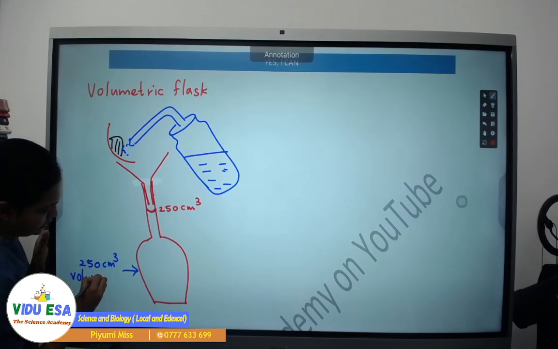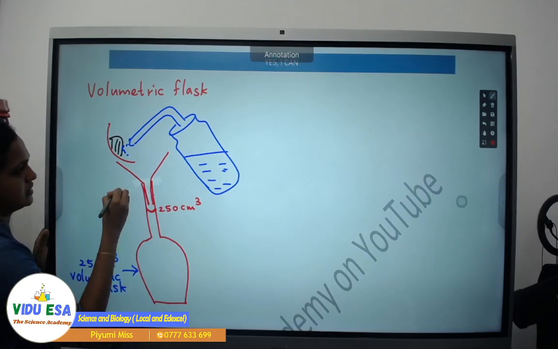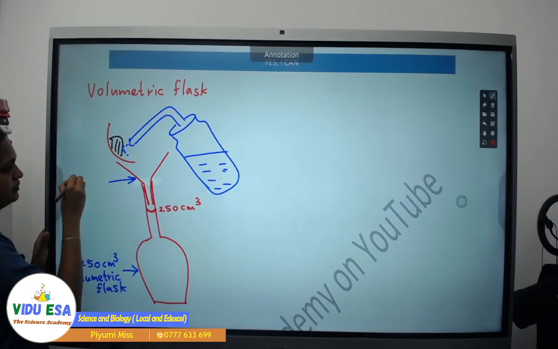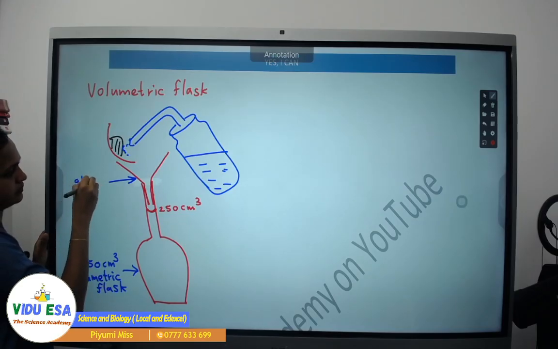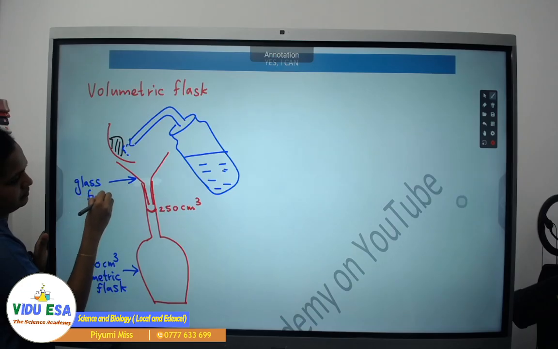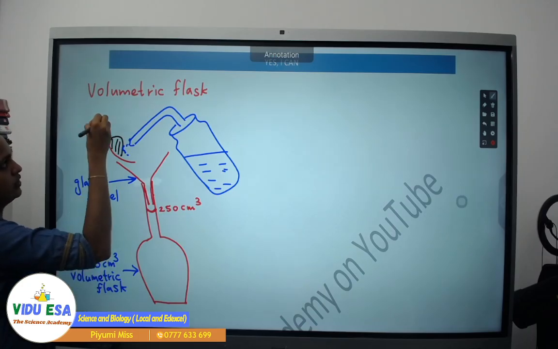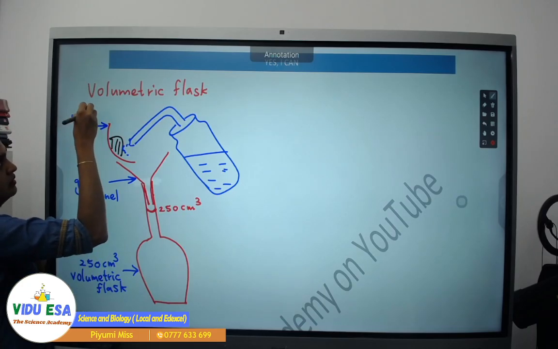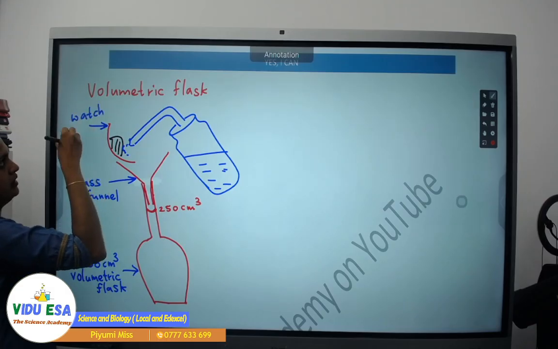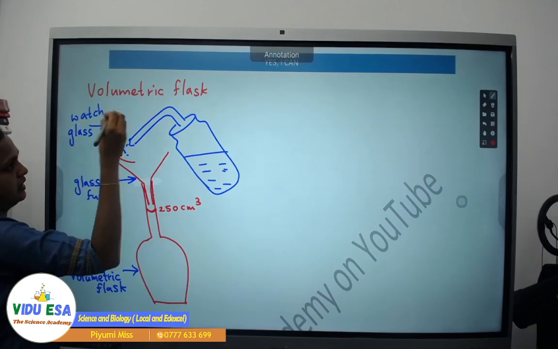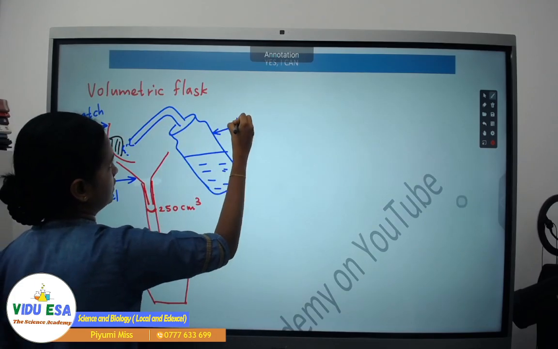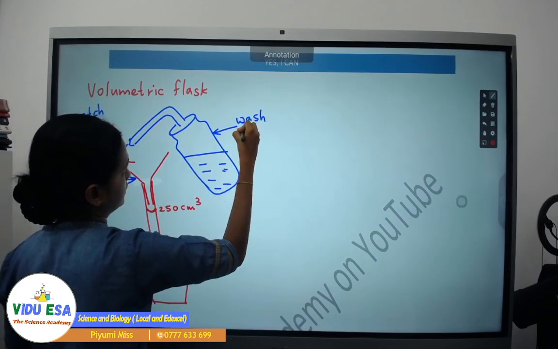There are volumetric flasks of 250, 500 cubic centimeters, 1 cubic decimeter likewise. Then this is the funnel, glass funnel. This is the watch glass containing sodium hydroxide. And this is the wash bottle with distilled water.